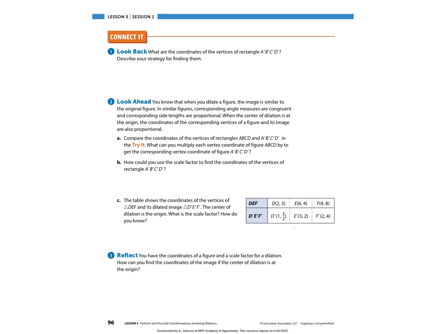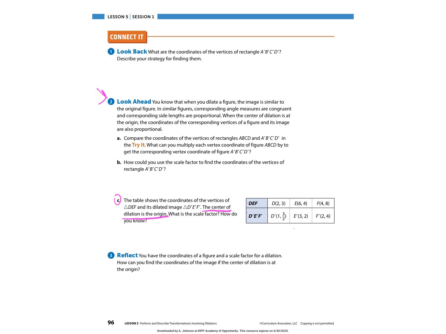All right, so we're continuing lesson 5, session 1. We're looking at number 2 here, but we're only looking at part C. So let's go ahead and annotate. We have this table, and we have triangle DEF, and then we have triangle DEF prime. We have the coordinates. We're trying to figure out the center of dilation is the origin.